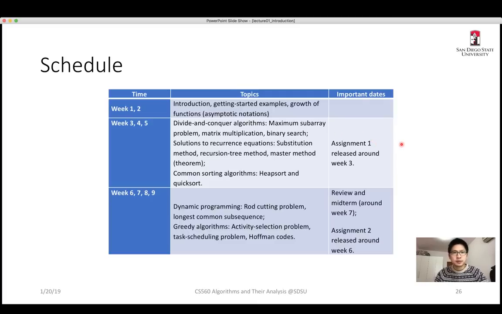So here is a tentative schedule of all topics in this course. In the first 2 weeks, we'll cover an introduction and 2 getting started examples, and we'll cover the topics of the growth of functions. And then we'll spend 3 or 4 weeks on divide and conquer algorithms and some common sorting algorithms. And then 4 weeks on dynamic programming and greedy algorithms. As you can see, the release dates of assignment 1 and assignment 2 are yet to be determined, because the specific dates will depend on our progress on the topics. But the timeline is around week 3 and week 6, and the review and the midterm will be around week 7.